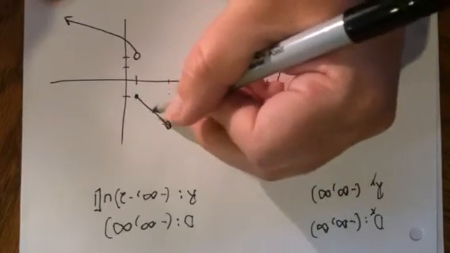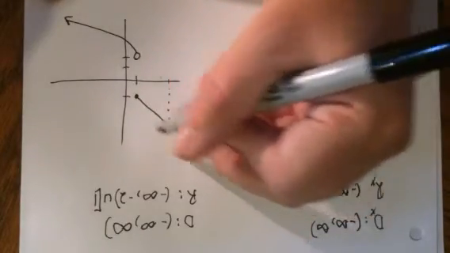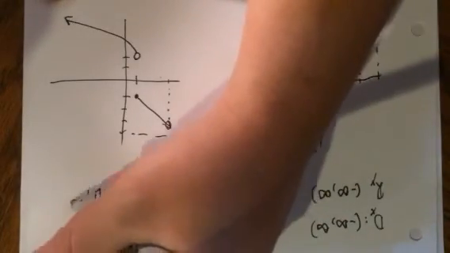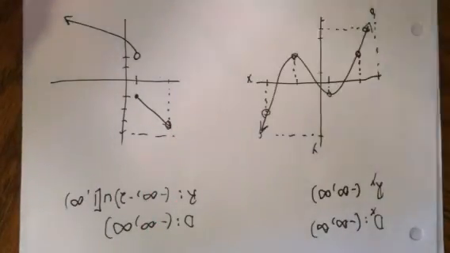And then going up, yeah, it continues going up. So it's going to hit all my positive y's up to infinity. So that would be my domain and range.